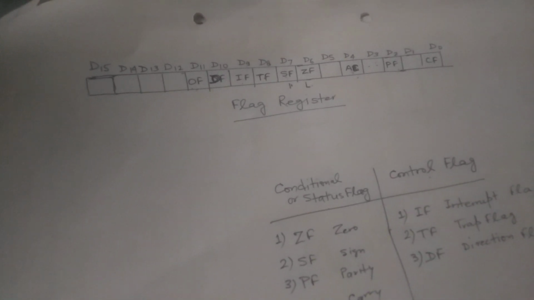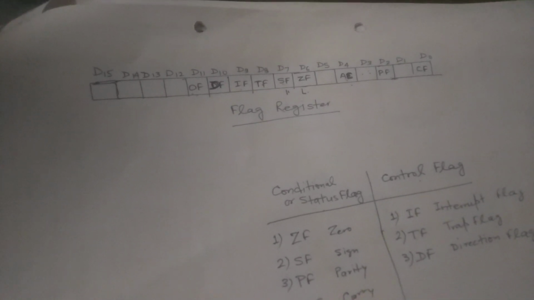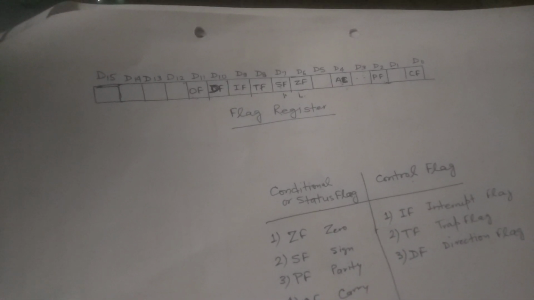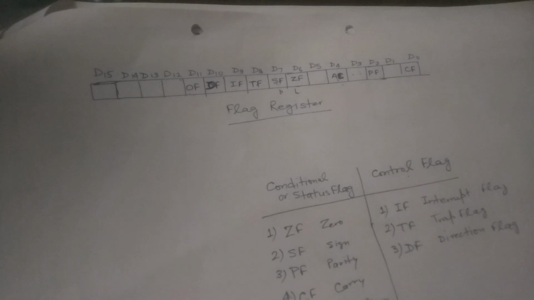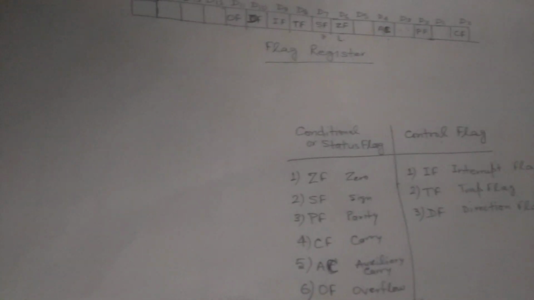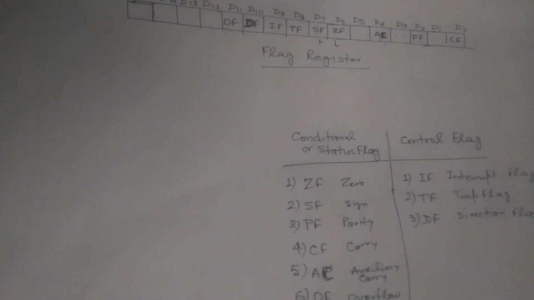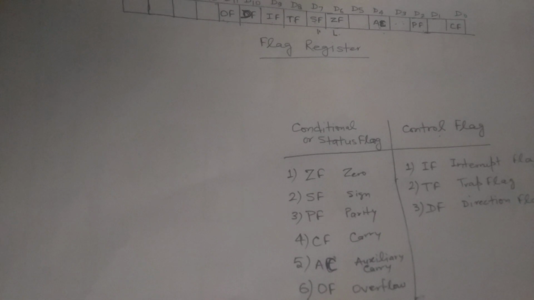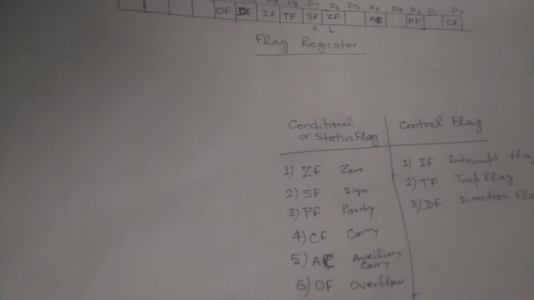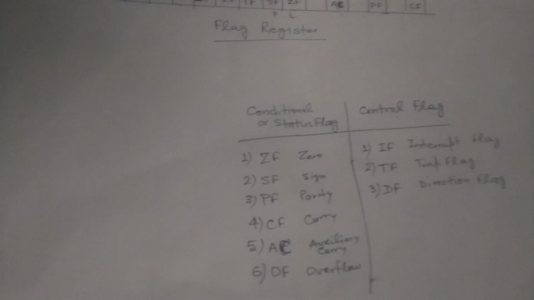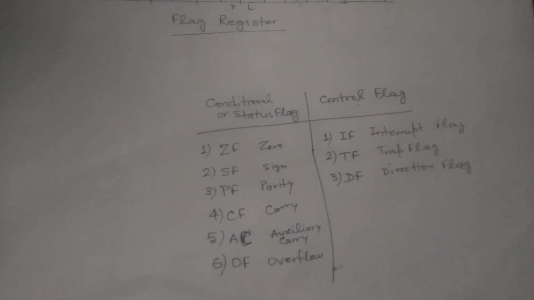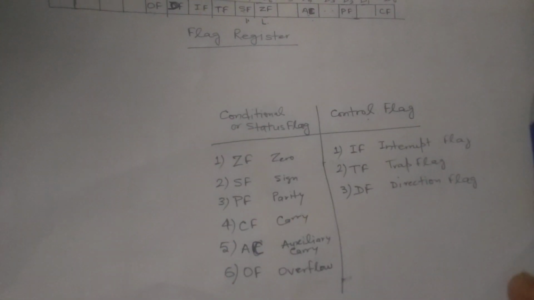Now we will discuss the control flags. There are 3 different control flags. First is the direction flag, second is the interrupt flag, third is the trap flag. The direction flag is used in string operations, and when it is set to 1, then a string will be accessed from a higher memory address to a lower memory address, or you can say that the string will be accessed from right side to left side.